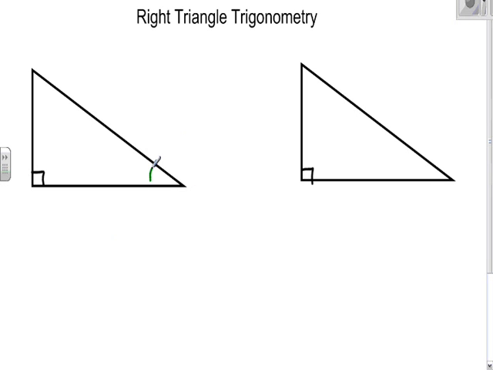So if we're referring to this angle, we have the hypotenuse, but regarding this angle, we can say that this side over here is the opposite side, and then down here between the angle and the right angle is the adjacent side. Adjacent just means next to.